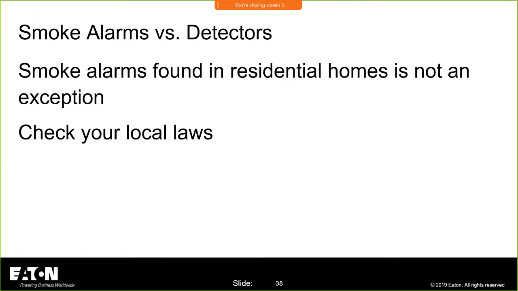So the smoke alarms that are found in residential homes are not included in the exception because it says a fire alarm system. A fire alarm system is different than a smoke alarm. But you do have to check local laws, because I know back in the day there were some exceptions.